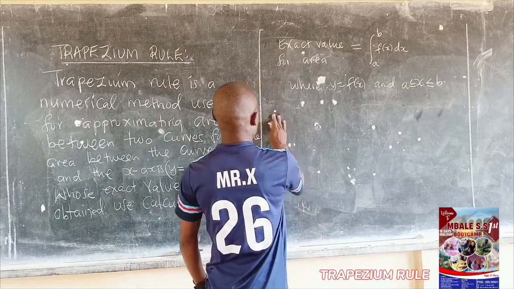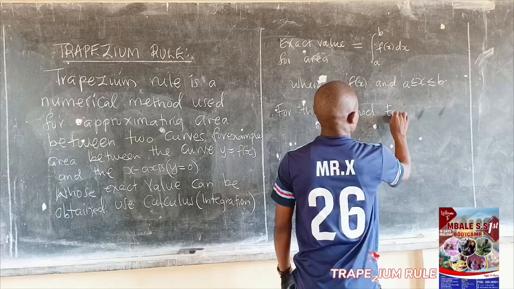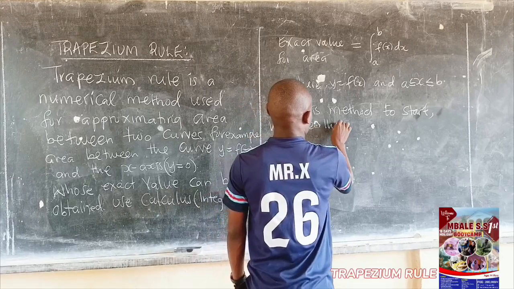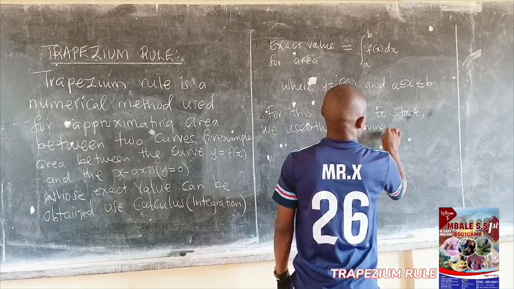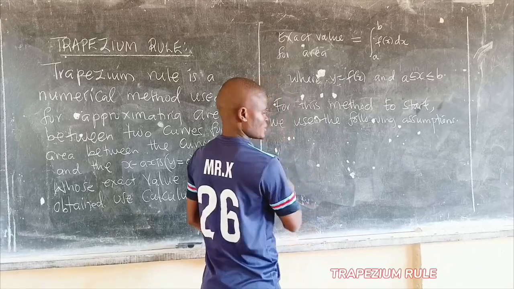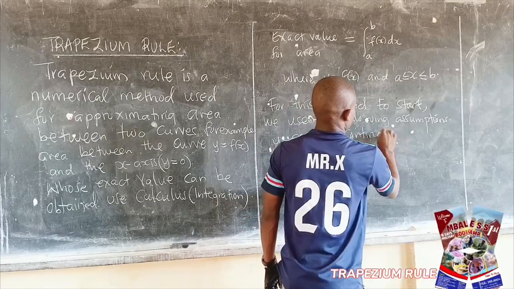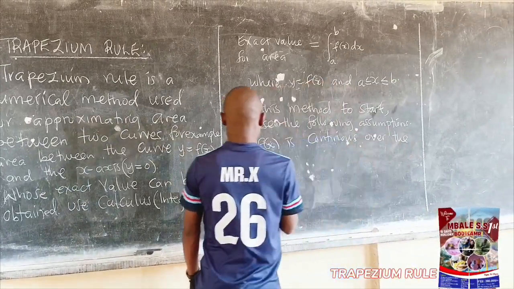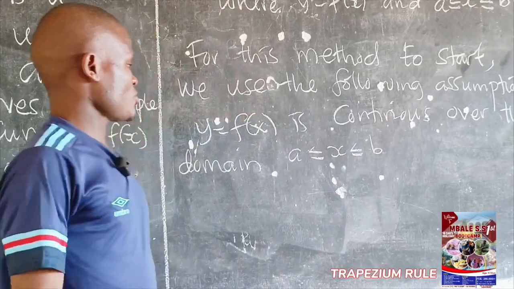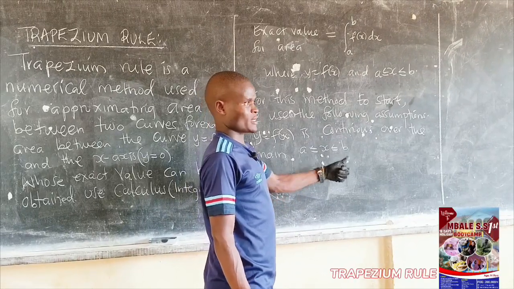How do we use this rule? For this method to start, we use the following assumptions. Y equals f of x is continuous over the domain a less than or equal to x less than or equal to b. So this f of x, for the first case, must be continuous for x between a and b.